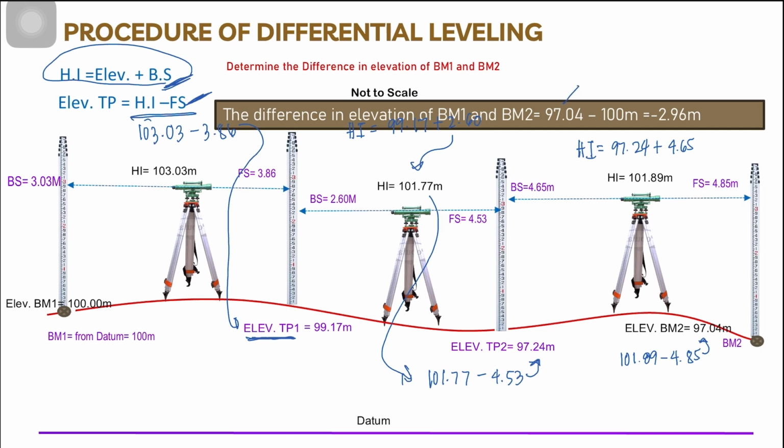This means that the difference in elevation of BM1 and BM2 is equal to 97.04 minus the elevation of BM1 of 100, which is equal to negative 2.96 meters. What does the negative sign indicate? This means that BM2 is lower than BM1.